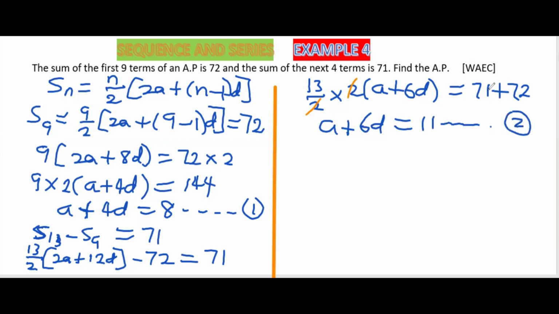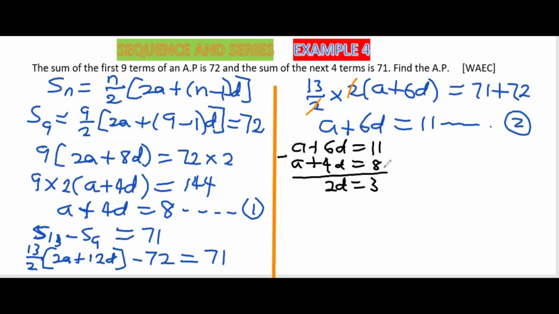So this is equation 2. It is equation 1 and 2 we want to solve together now simultaneously. And that will give us a plus 6d equal 11. Equation 2 and equation 1 is a plus 4d equals 8. So if you subtract from here, a minus a, gone, 0. 6d minus 2d, that is 2d, equals to 11 minus 8, that is 3.